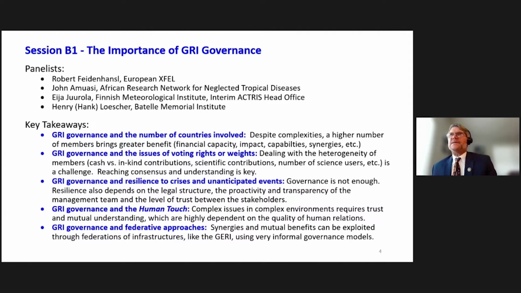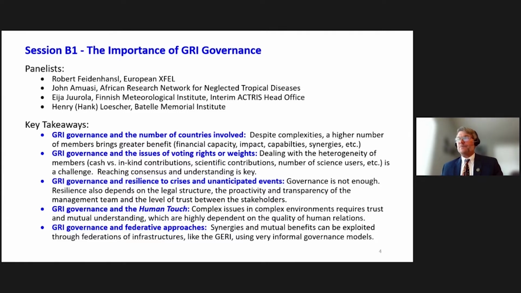So now to the individual sessions. For session B1, we talked about the importance of the governance model and several key takeaways here for folks to look at. And the general consensus was that despite all the complexities, the more members that a GRI had, that was seen as a greater benefit.